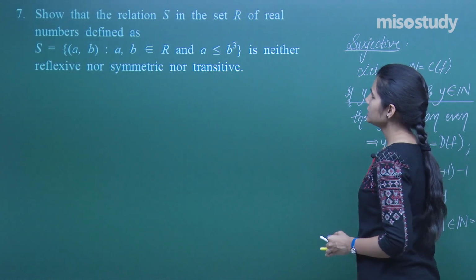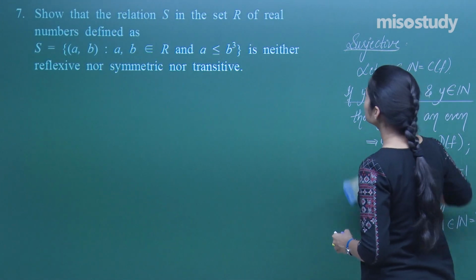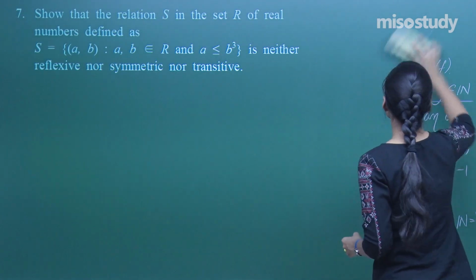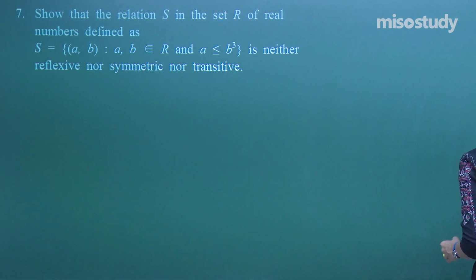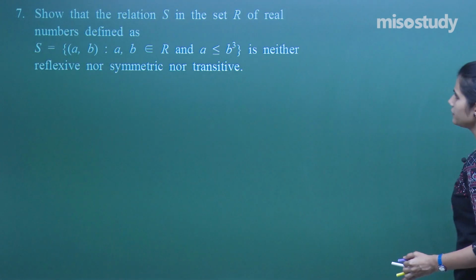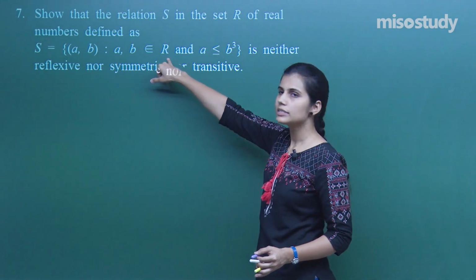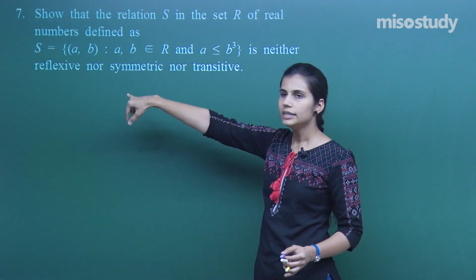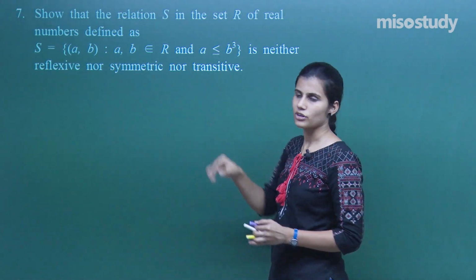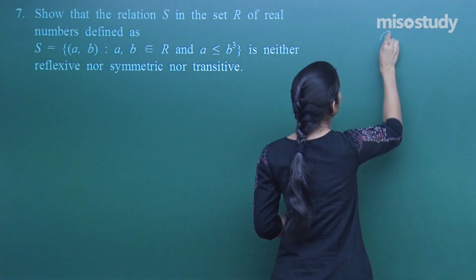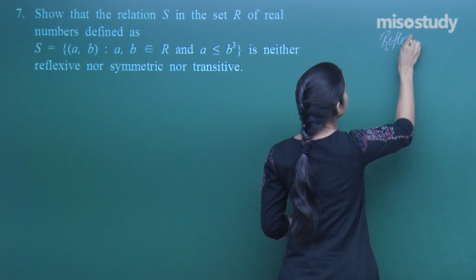Show that the relation S in this set defined like this is neither reflexive nor symmetric nor transitive. That means if I need to establish non-reflexivity, non-symmetricity and non-transitivity, I need to find some A and some B sitting in the set of all reals which are violating the rules needed to be reflexive, symmetric and transitive.